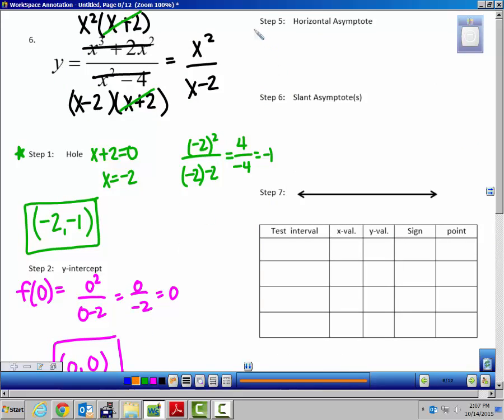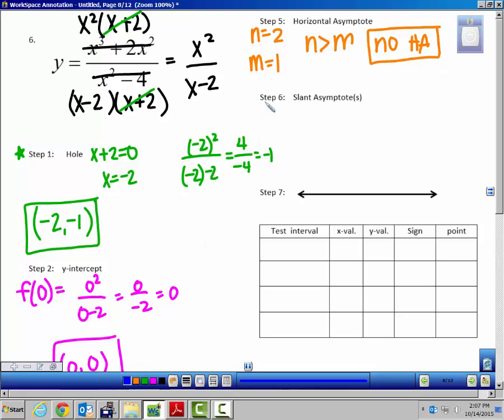Horizontal asymptotes, we need to identify n and m. So in the new equation, the highest degree of the numerator is 2, and the highest in the denominator is 1. So n is greater than m. When n is greater than m, there is no horizontal asymptote. Okay, now slant asymptote. Does n minus m equal 1? Well, 2 minus 1 does equal 1. So we do have a slant asymptote, even though we had a hole. We had talked about this before.